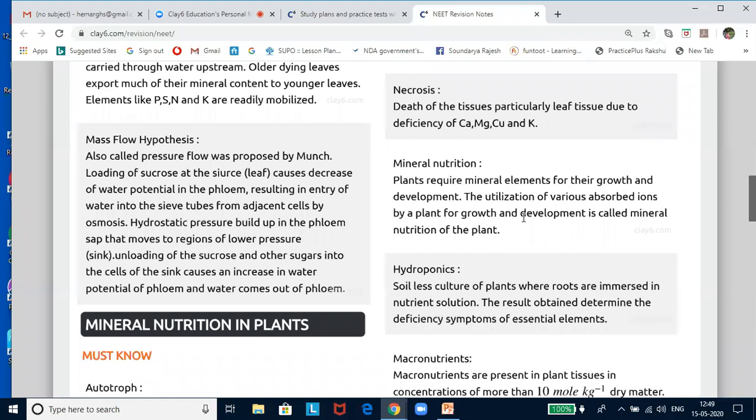Now, translocation of mineral ions. The chief sinks for the mineral elements are the growing regions of the plants, such as the apical and the lateral meristems, young leaves, developing flowers, fruits, and seeds, and the storage organs. Unloading of mineral ions occurs at the fine vein endings through diffusion and active uptake by these cells. Mineral ions are frequently remobilized, particularly from older senescing parts. Some structural elements like calcium are not remobilized. Xylem transports only inorganic nutrients, while phloem transports only organic materials.